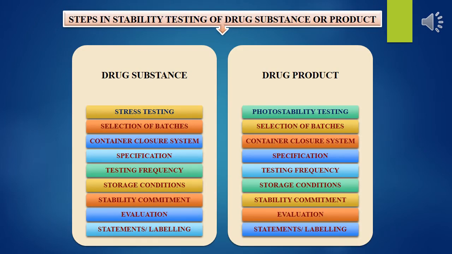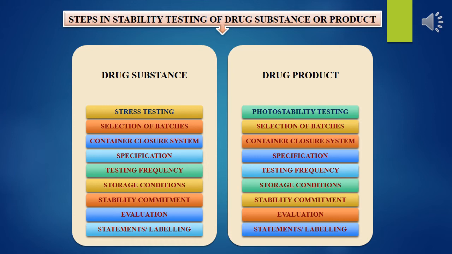Now we'll see about steps in stability testing of drug substances and drug products. What are the steps we commonly follow for stability testing of API and the formulated form of API? For drug substances it is stress testing, whereas for drug products it is photo stability testing. Photo stability represents whether it is stable with light, mainly photons.